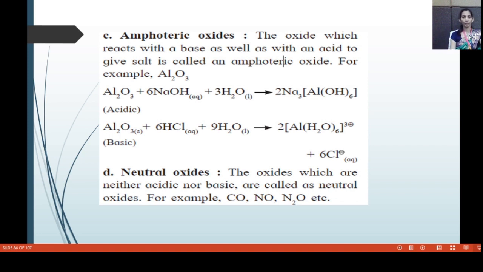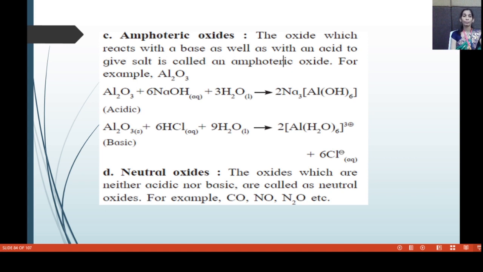Next will be the amphoteric oxide. The oxides which react with the base as well as with an acid to give a salt. In case of amphoteric, they react with both. If they react with acid, then they give a salt. Or if these oxides react with the base, they also give salt.